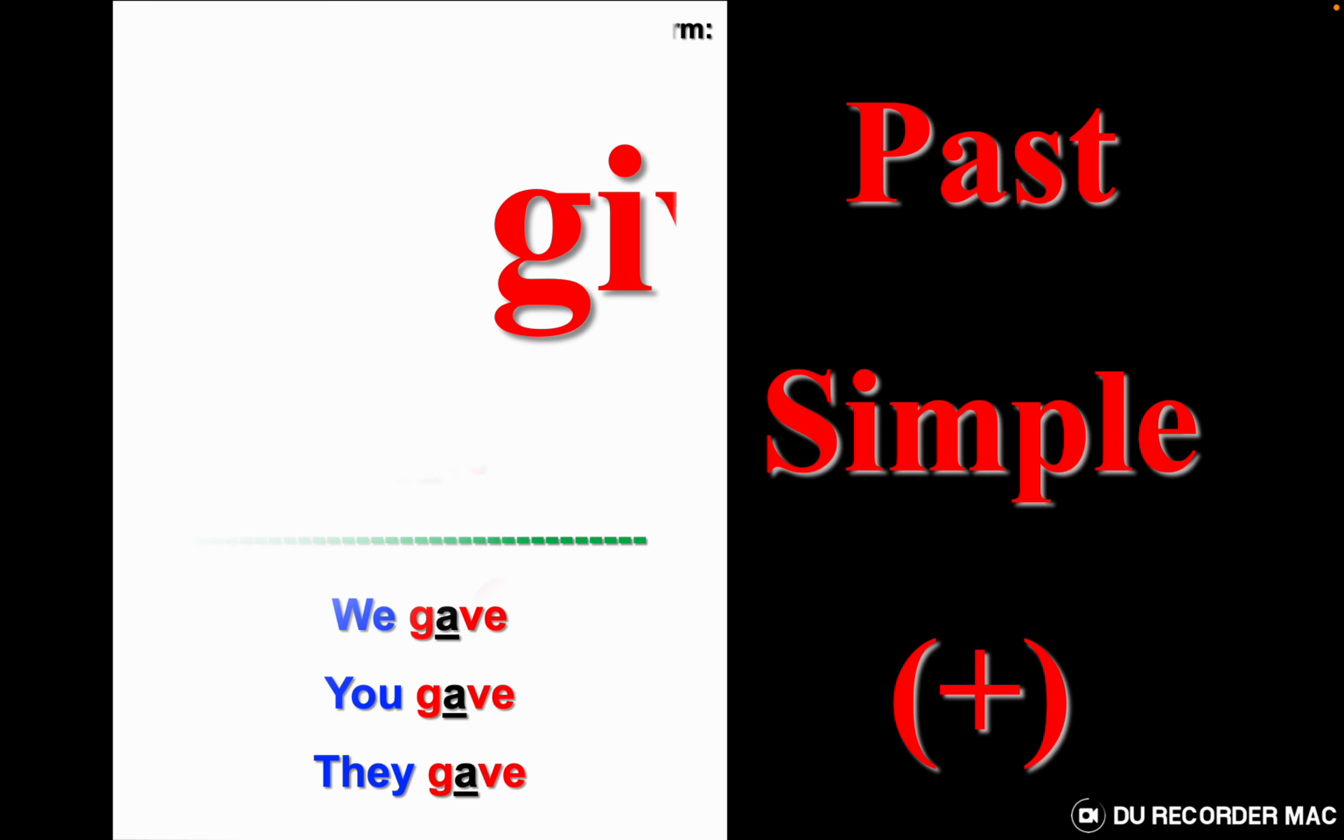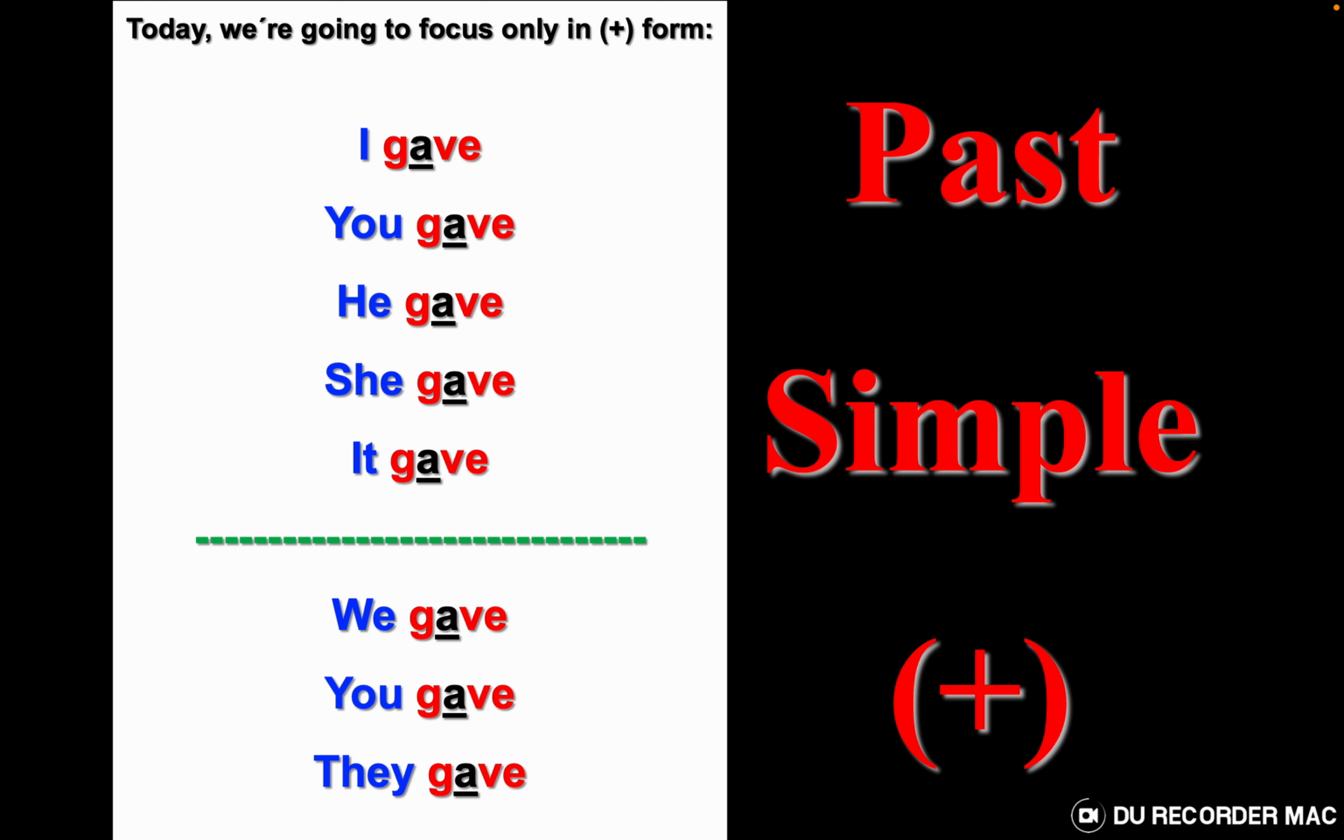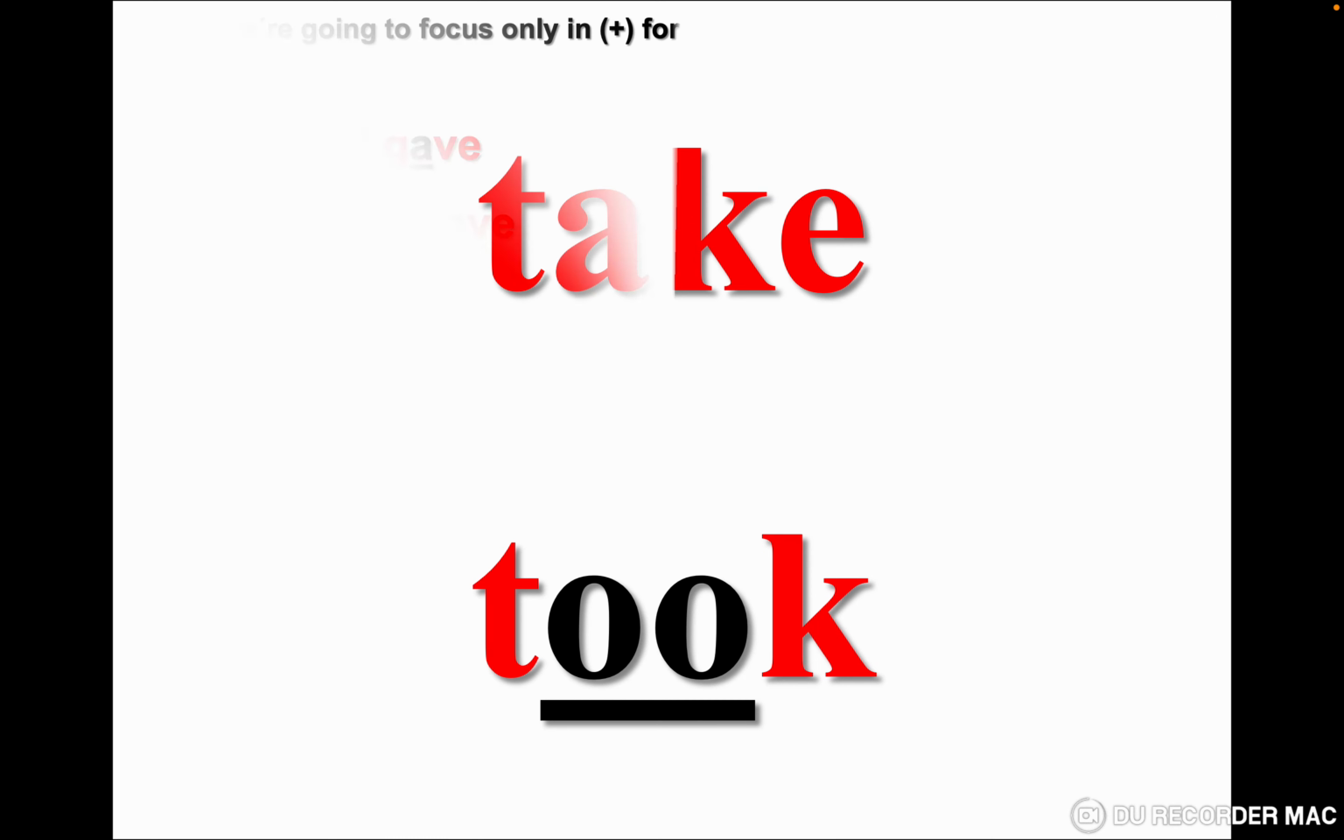Give. We are going to change I to A. Some students pronounce it gav. It's not gav, it's gave. I gave, you gave, he gave, she gave, it gave, we gave, you gave, they gave.